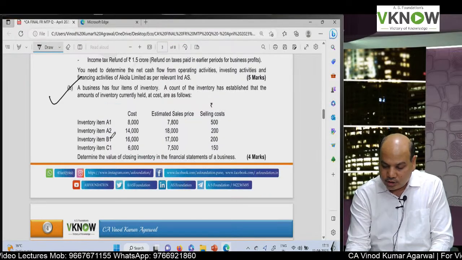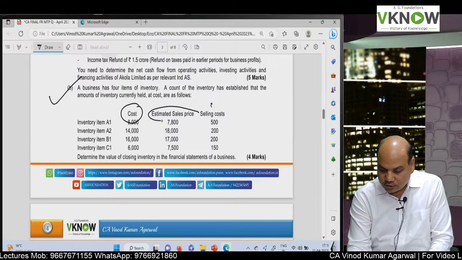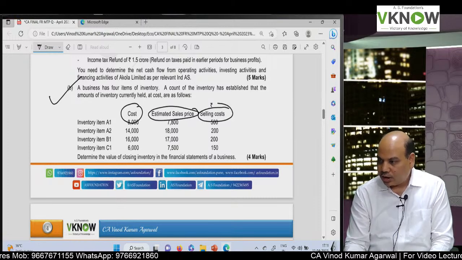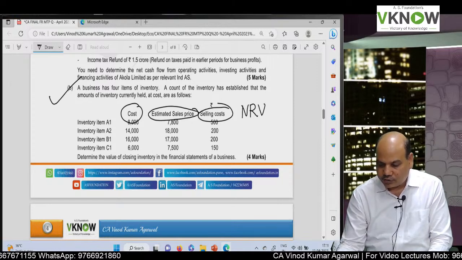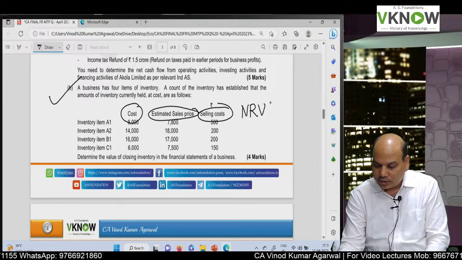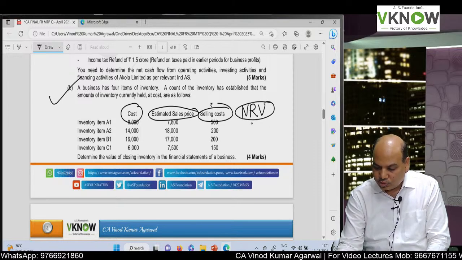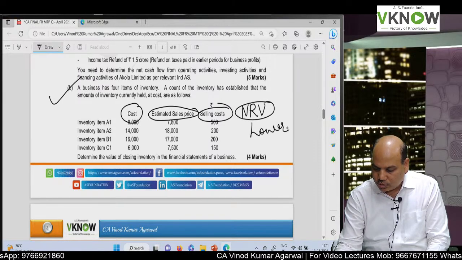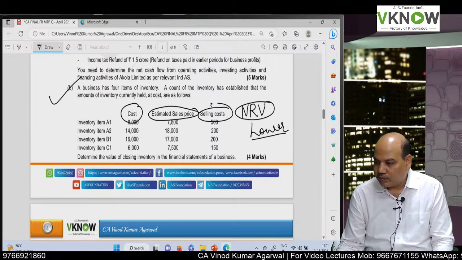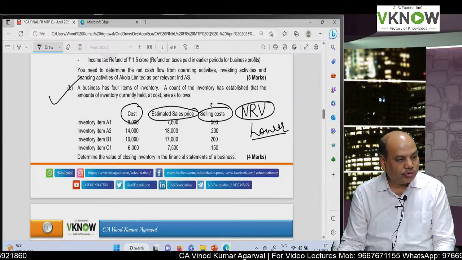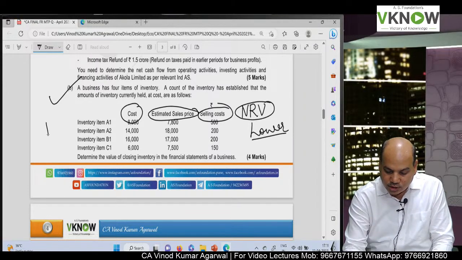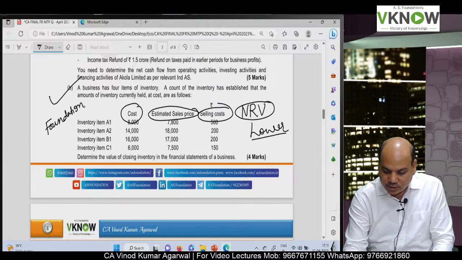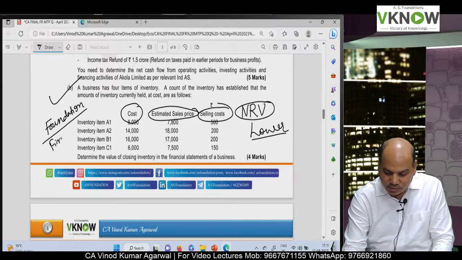So they have given you here cost, estimated selling price, and selling cost. What you will do, you will find out the NRV first, and after calculating the NRV, you will choose the cost or NRV whichever is lower, take the total, and the institute will give you 4 marks for this much effort. This question they should have asked in foundation course, but they are asking in final course.